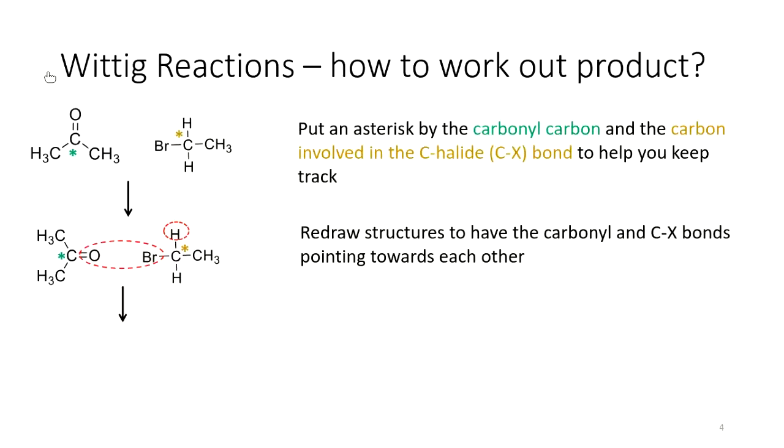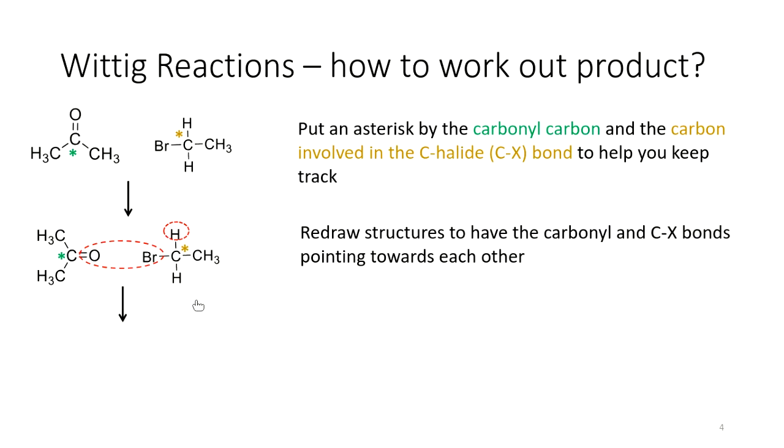We're looking at how to work out the product of a Wittig reaction first, and then we'll look at the mechanism of the Wittig reaction. So first we identify our carbonyl carbon, and we identify the carbon to which the halide is attached. And by putting an asterisk, we can track which carbons are going to be involved in the double bond, because it's going to be these two. I also suggest reorienting your compounds where you have the carbonyl pointing towards the carbon-bromine bond, or the carbon halide bond, to be more general. I think that makes it easier for you to see the product as it is formed.